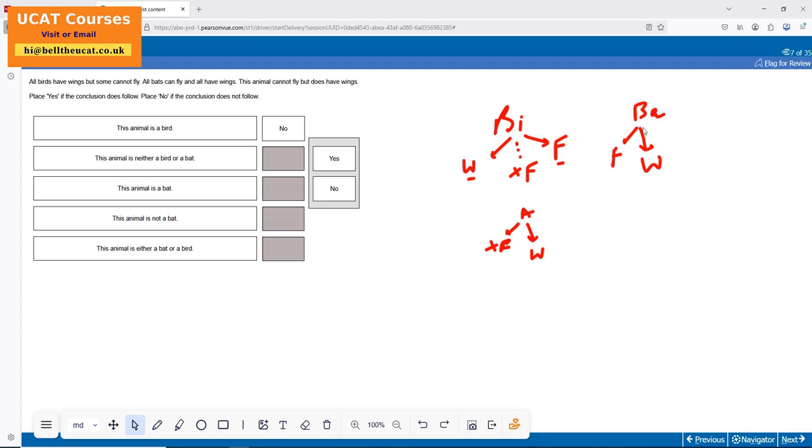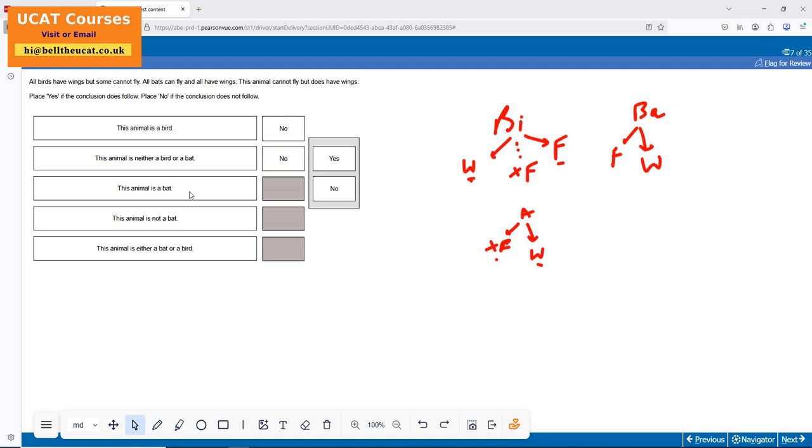This animal is neither a bird nor a bat. This animal is definitely not a bat. It could be a bird, because if one of these combinations hits, this animal has wings and no fly. Wings and no fly. The answer is no. He's saying it's not a bird, but it could be a bird. The answer is definitely a big fat no.